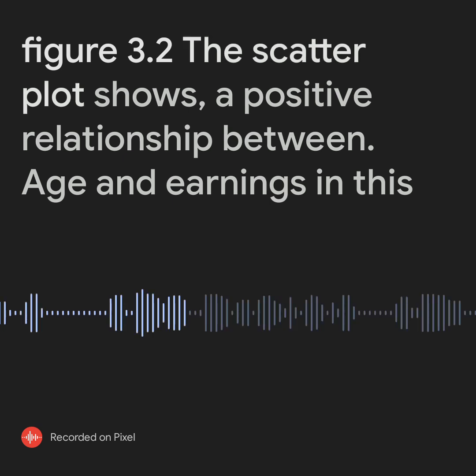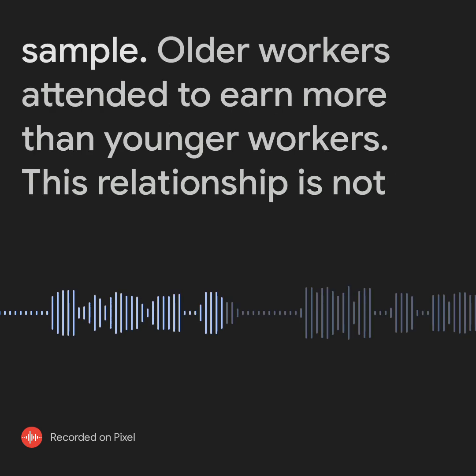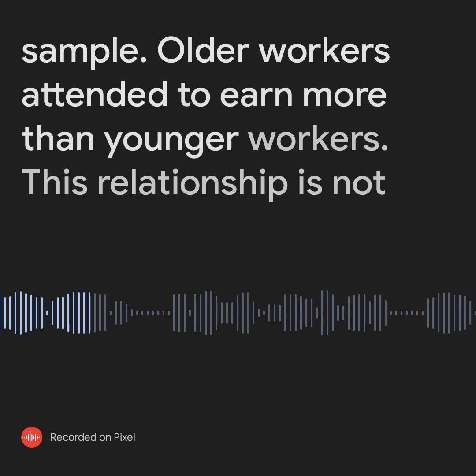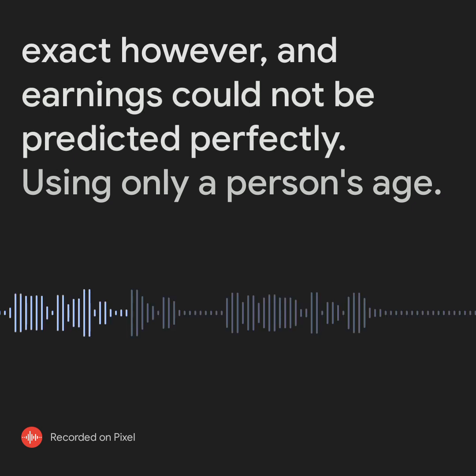The scatter plot shows a positive relationship between age and earnings in this sample. Older workers tend to earn more than younger workers. This relationship is not exact, however, and earnings could not be predicted perfectly using only a person's age.